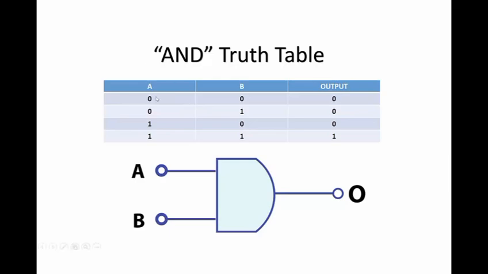So if you look here, if A is false and B is false, you're going to get false. If either one of them is true, you still get false, but when A and B are true, you get true. So that's the AND gate. Let me show you an example of this in our Python code.